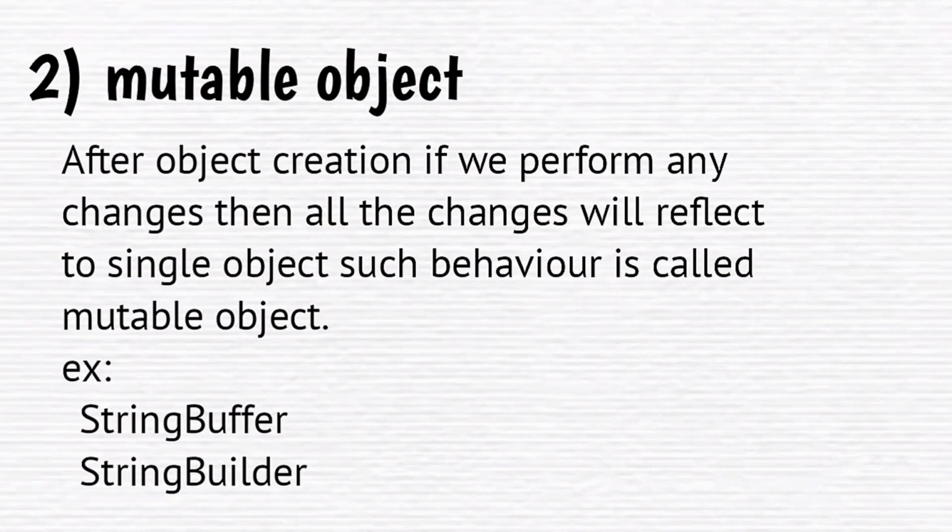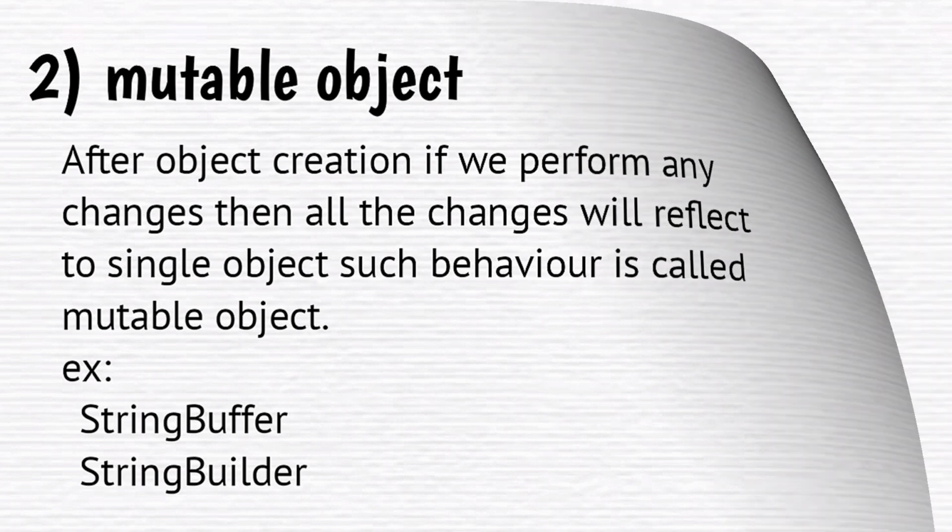Mutable object: after object creation, if we perform any changes, then all the changes will reflect in a single object. Such behavior is called a mutable object. Example: StringBuffer, StringBuilder.